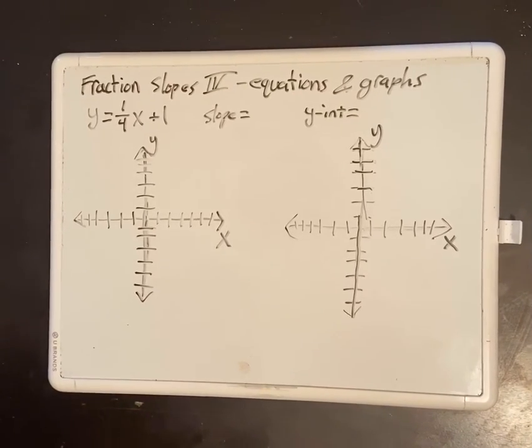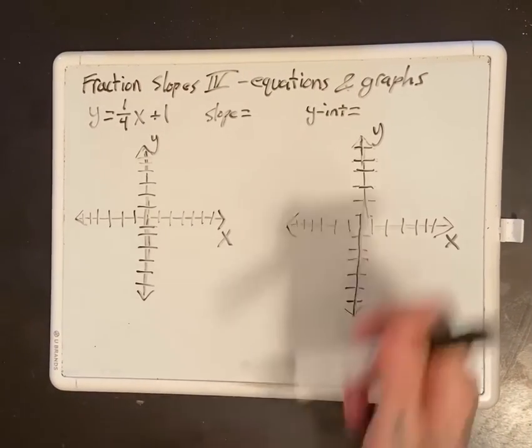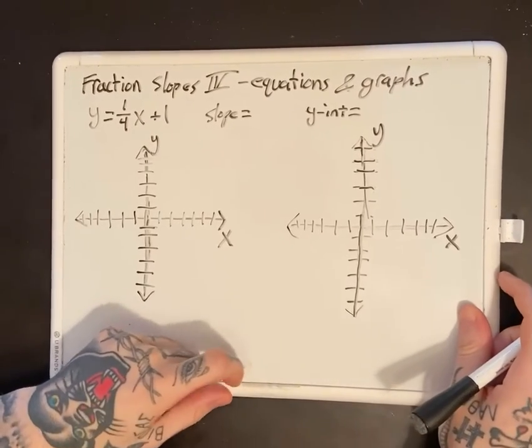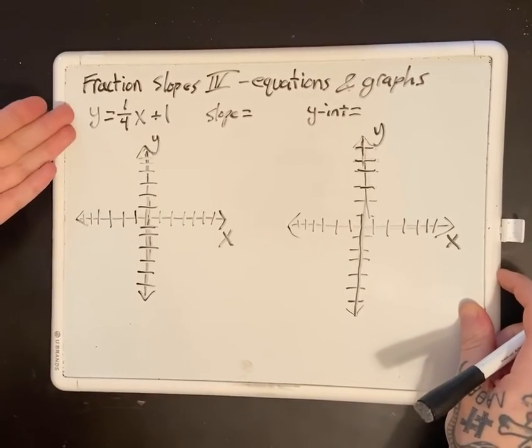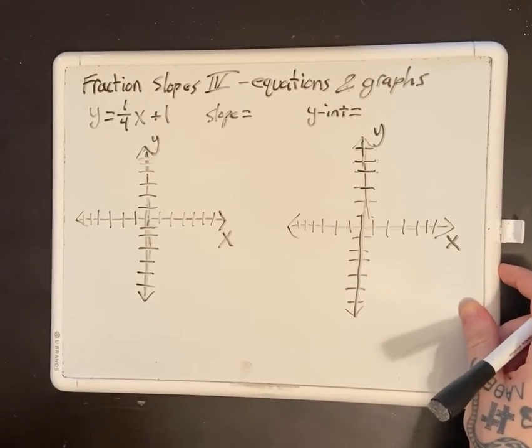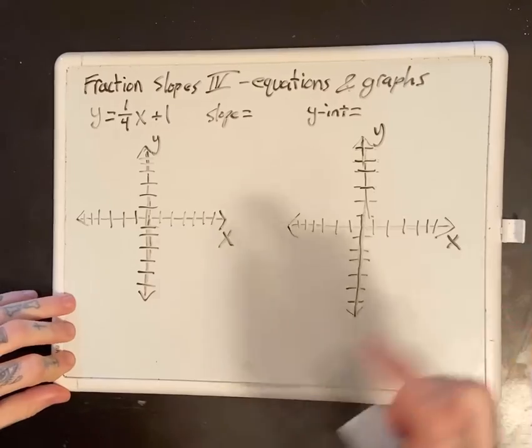All right, welcome to the class for fraction slopes 4, equations and graphs. The whole point of this lesson is you're given an equation without a table and you're asked to graph it. So we're going to discuss several ways to do that.